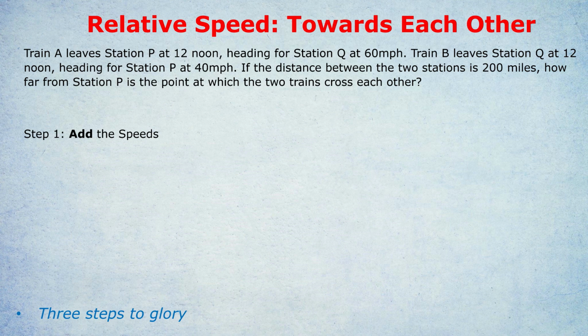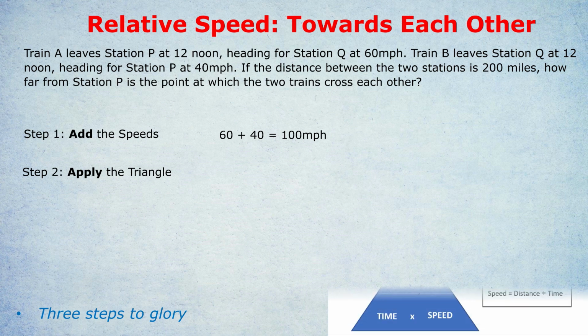So that's a little bit about why we add the speeds, but either way, let's add the speeds. We've got one train going at 60 and the other train going at 40 for a combined speed of 100 miles an hour. I know neither of the trains are going at that speed, but that's the relative speed. That's the speed at which they're crossing that distance between them. 100 miles an hour. What's step 2? Step 2 is always to apply the triangle using our relative speed. So they're covering the distance at a combined rate of 100 miles an hour, and the distance between them is 200 miles. What triangle am I talking about?